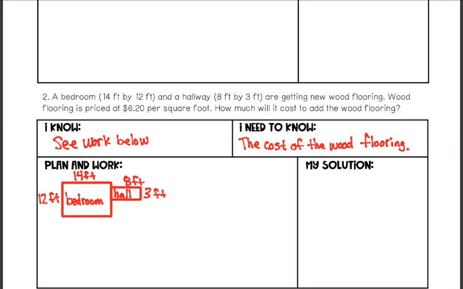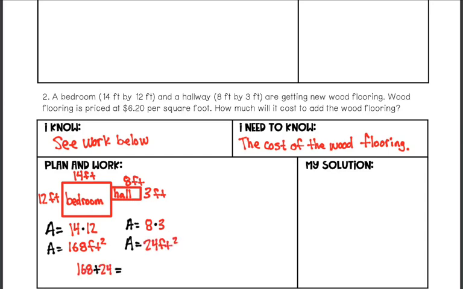So with that information, I take those pieces, and they're both rectangles, so I can use the rectangle formula. That would be area equals base times height. So I go area equals base times height of the bedroom. And 14 times 12 gives me 168 square feet. And then I do the area of the hallway, which would be area equals 8 times 3, because that's base times height again. And that would be 24 feet squared.